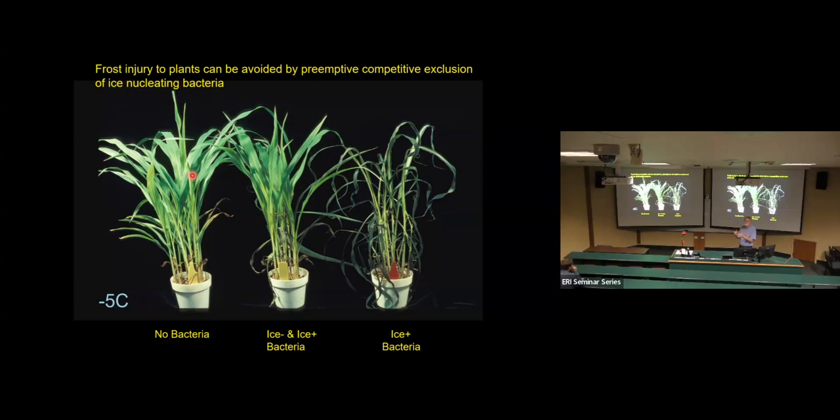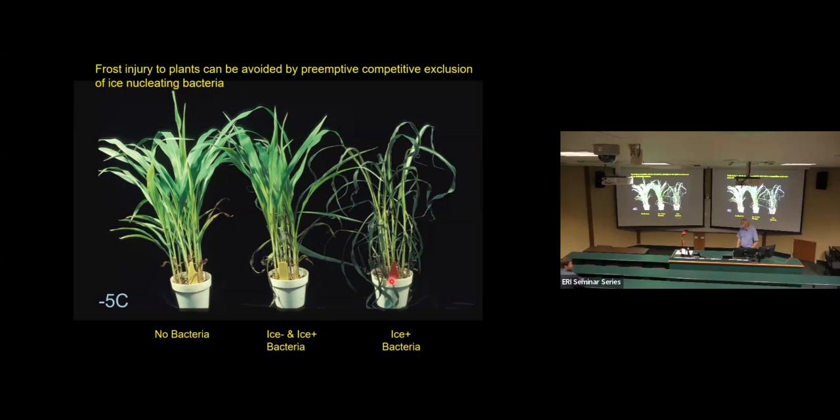And just like the presence of non-pathogenic bacteria can preemptively prevent the growth of pathogens, non-ice forming bacteria can also prevent the growth of the ice-nucleating bacteria. So in this case, these plants were all put in a freezer at -5 without any bacteria, grown in the greenhouse, reasonably devoid of bacteria. They obviously supercooled and were not damaged even at -5.